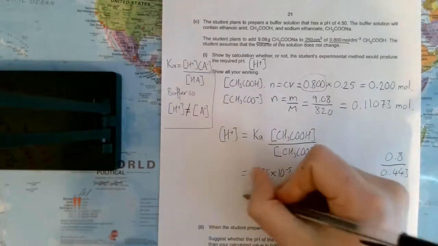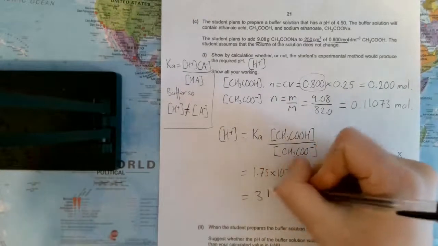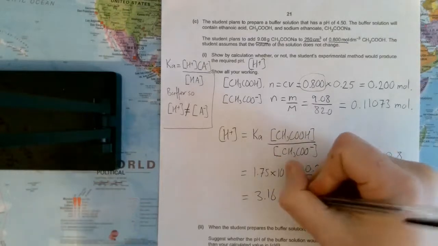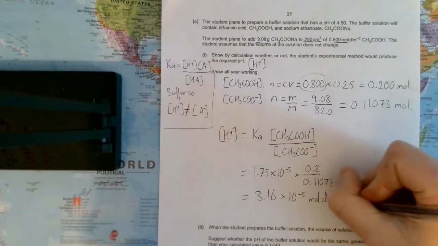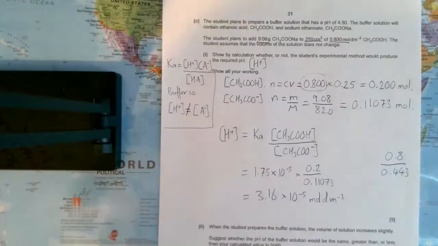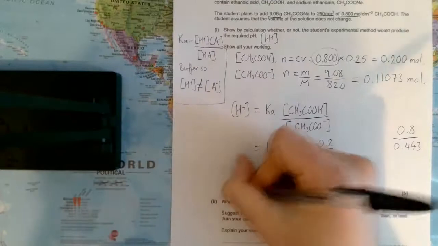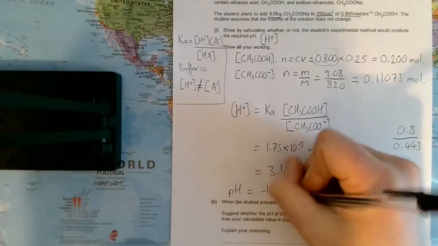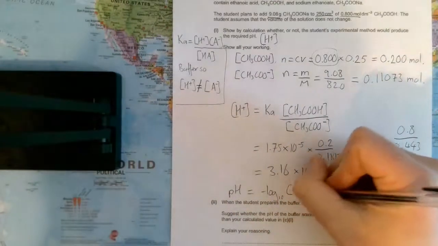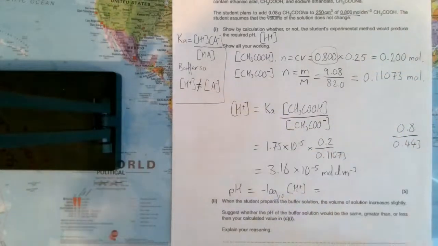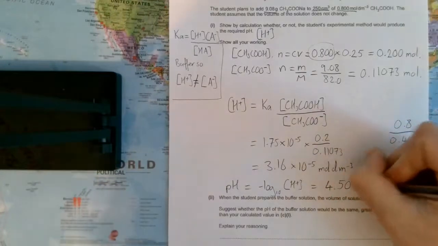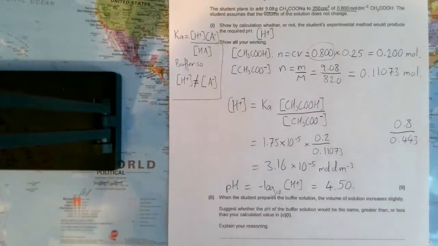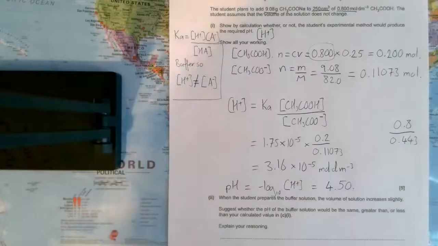Anyways, if you put all that through, you get to 3.16 times 10 to the negative 5 moles per decimeter cubed for the concentration. pH is negative log to the base 10 of that H plus, which I'm going to assume that you can all press the buttons on a calculator and it should pop out at 4.50, and so that is us with the required pH.